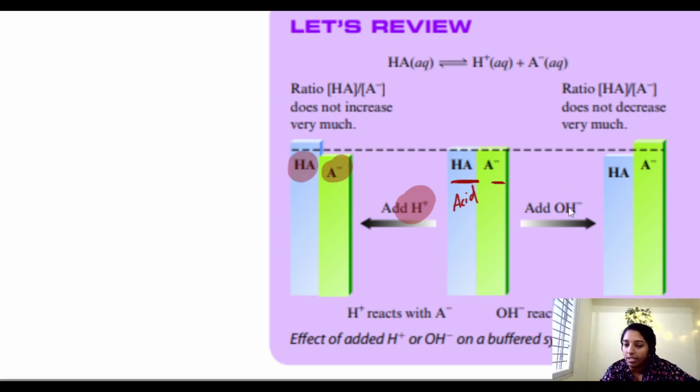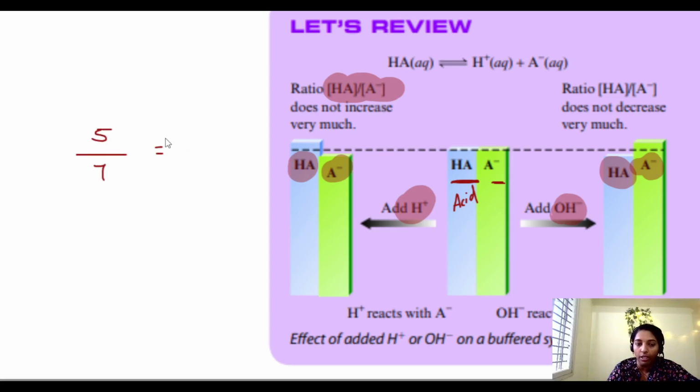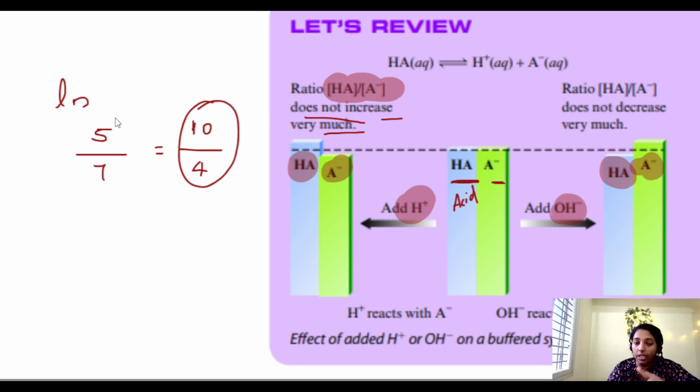And what happens when base is added? The acid part of the buffer will react with it. So HA will decrease and A- will increase. So one is increasing, the other is decreasing, and the ratio will actually change. The problem is, for example, if this is 5 and this is 7, then 5 may increase to 10 while the other decreases. So it's a big change happening, right? It is actually changing, but the problem is the logarithm of this ratio. When you take the log of this ratio, the change will be very small.